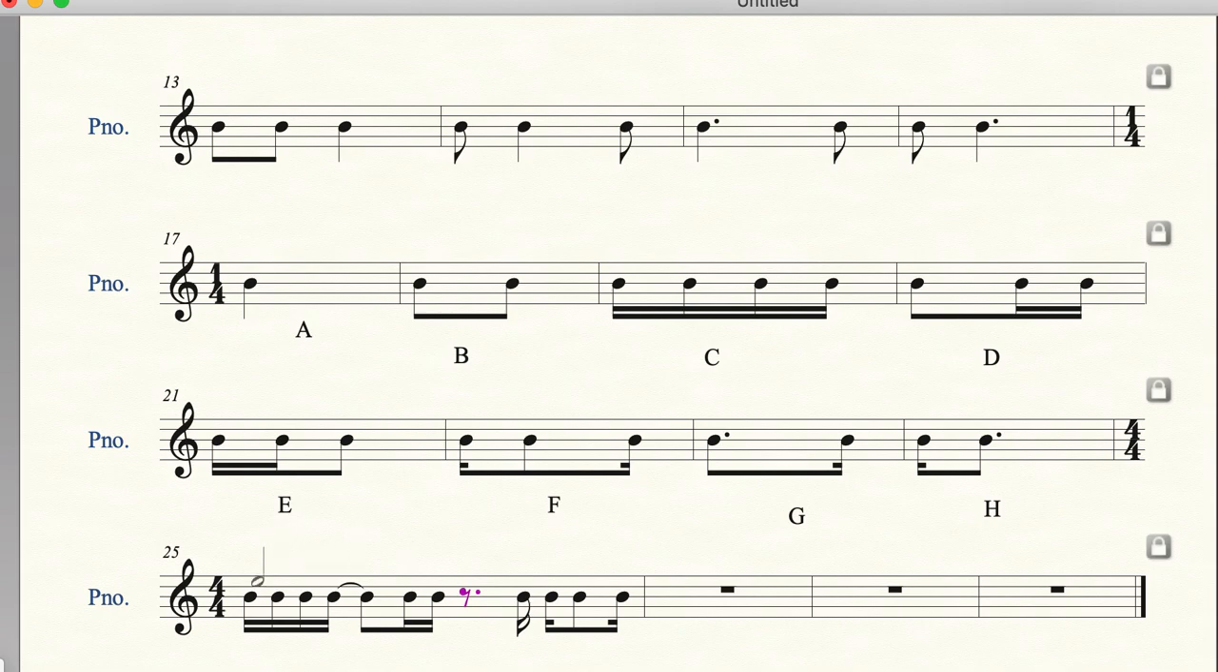And we'll begin to figure out how to notate rhythms correctly using ties and ties across the imaginary bar lines.